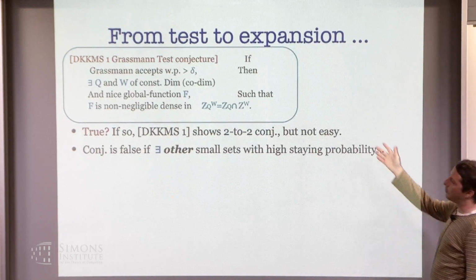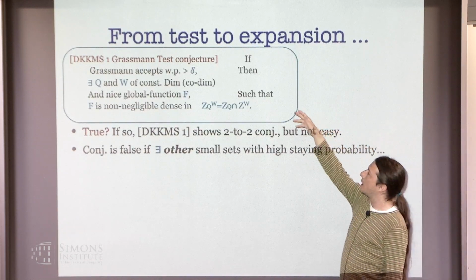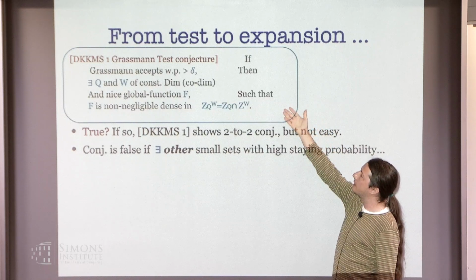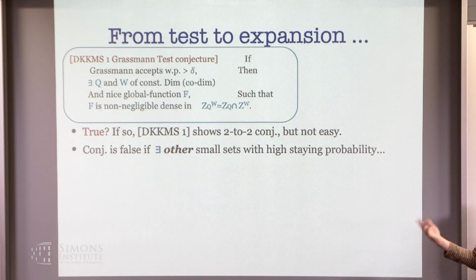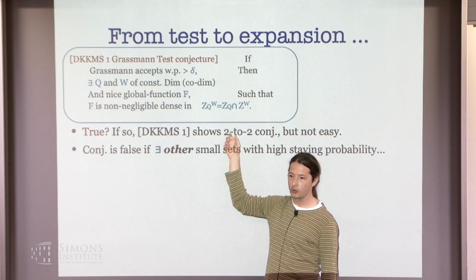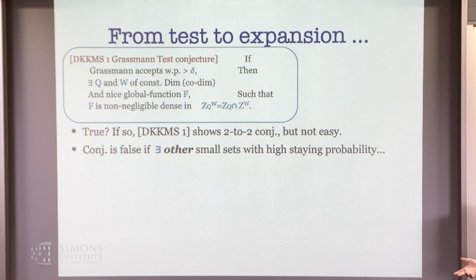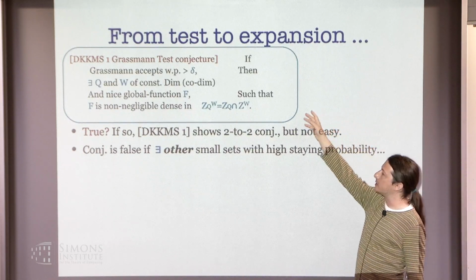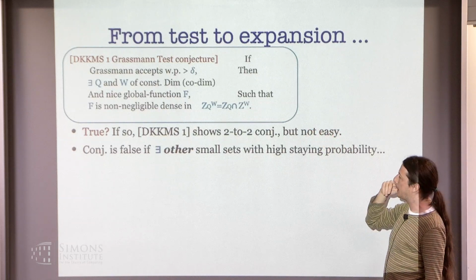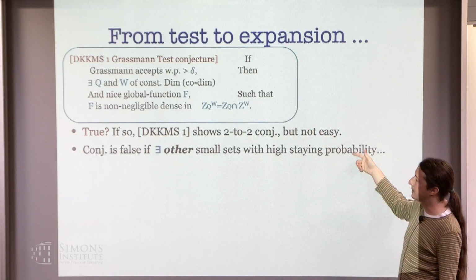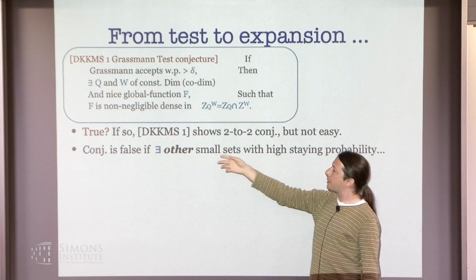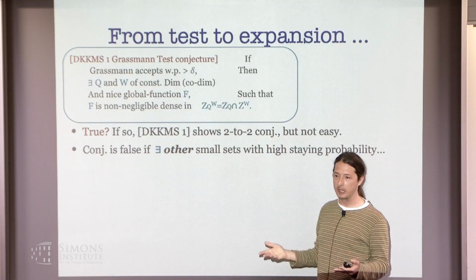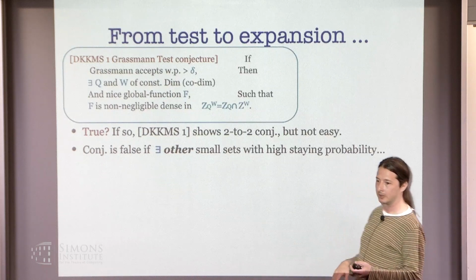Right, and then, okay, I will say only a few words on what goes on. So basically here, the conjecture just says that the code test works, maybe in a weak way, but it works. And if we have the code test, then we get the 2-2-2 conjecture. Now we need to show that the test works. And the first thing that we did is to think, okay, maybe the test doesn't work. And if it doesn't work, there must be other small sets that have high staying probability, other than the kinds that we already know.